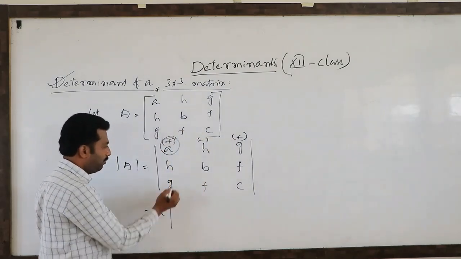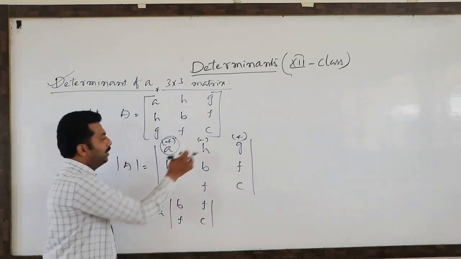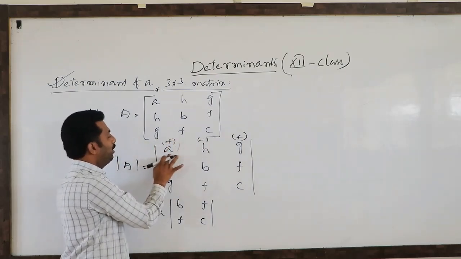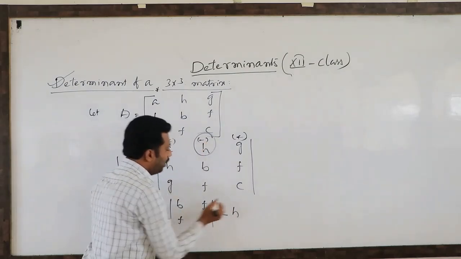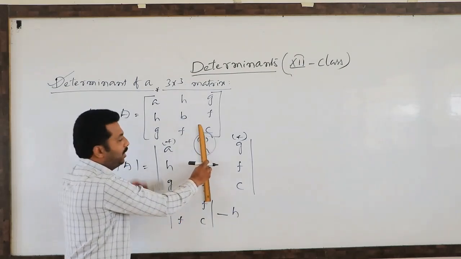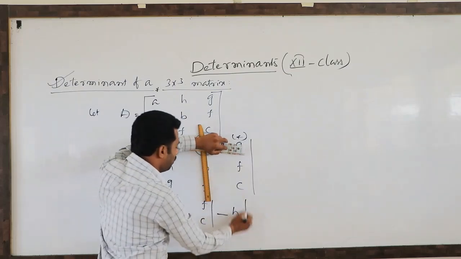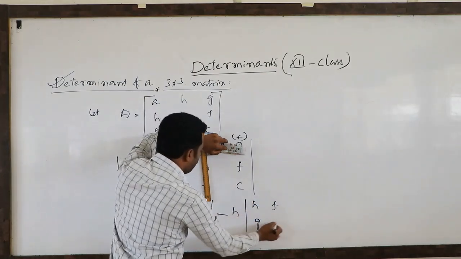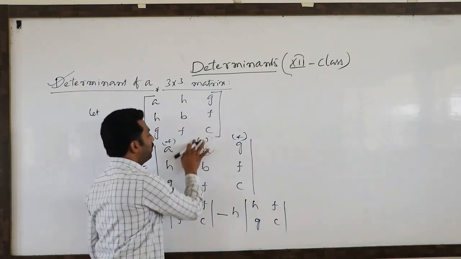So, determinant of B, F, F, C. Then, minus H. Now you forget the previous element, you no need to consider it. Now you have to take minus H. For this element, close the corresponding row and the corresponding column. Then what is left? Only 4 elements. What are the 4 elements? H, F, G, C. Next, this element is also over, now you forget this one.